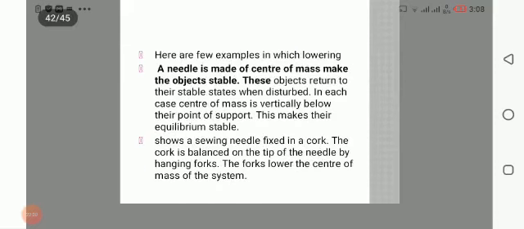Here are a few examples. A needle is used to lower the center of mass and make the object stable. These objects return to their stable state when disturbed. In each case, the center of mass is vertically below their point of support. This makes their equilibrium stable. Here is a needle fixed in a cork. The cork is balanced on the tip of the needle by hanging forks. The forks lower the center of mass of the system.